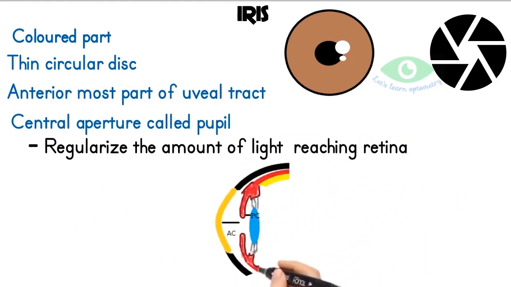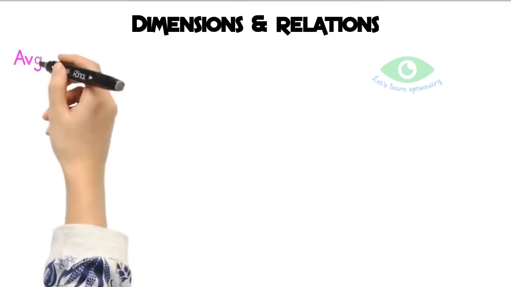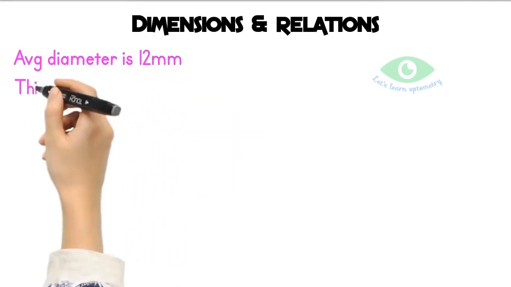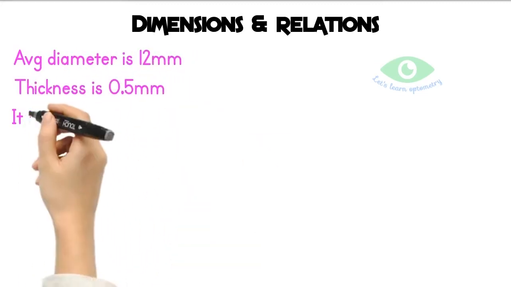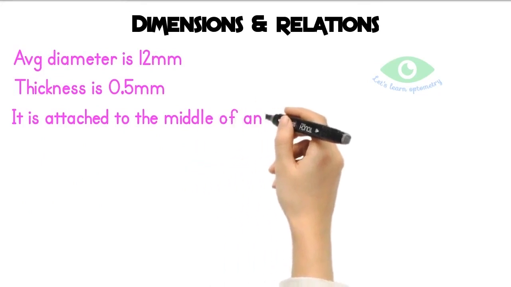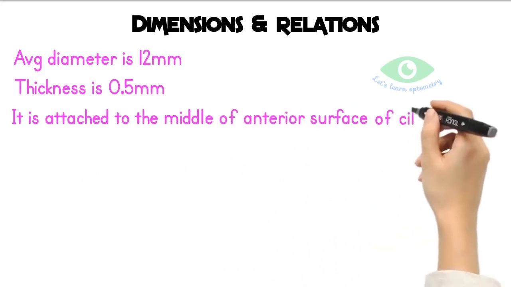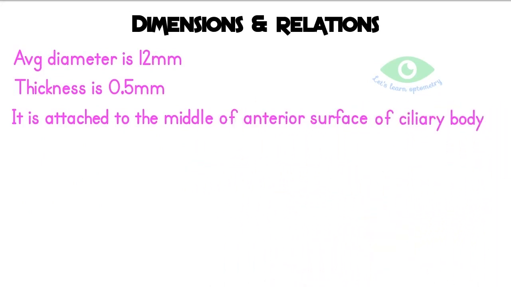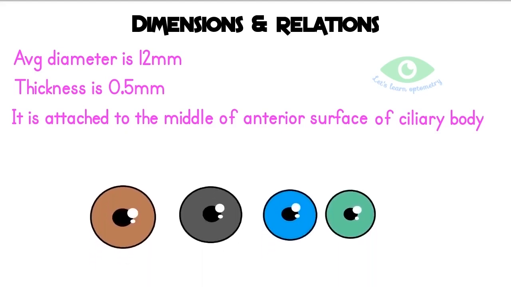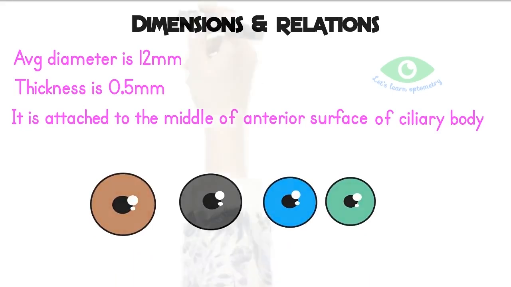Iris divides the space between cornea and lens into anterior and posterior chamber. The average diameter of iris is 12 mm and thickness is 0.5 mm. It is attached to the middle of the anterior surface of the ciliary body. The iris is very weak at its root and can easily tear away from ciliary body during blunt injury to the eye. The color of the iris varies in different individuals and different races. The reason for this will be discussed later.